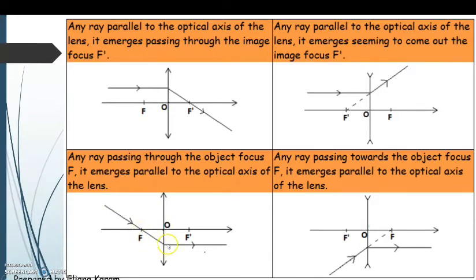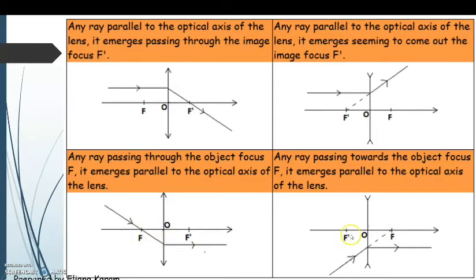Now the third case, when we have a ray passing through the object focus of a converging lens, when it hits the lens, it continues parallel. It's the opposite of this case. When the ray comes parallel, it collects at F prime. But when the ray comes passing through object focus, it continues parallel.